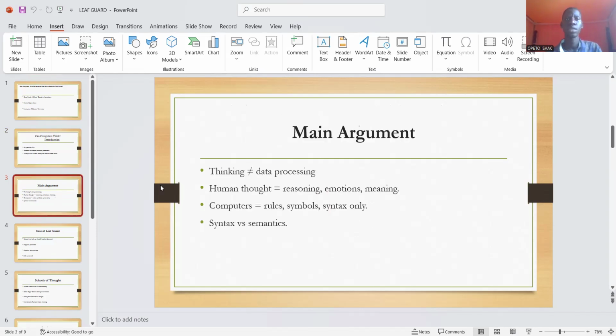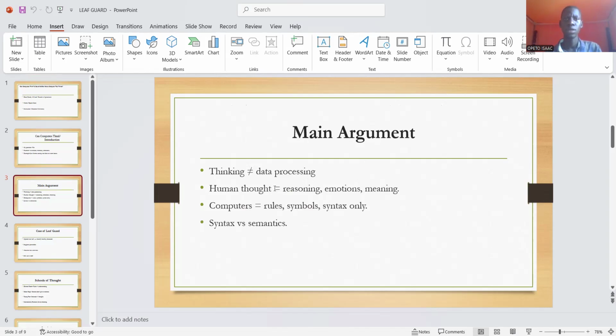Then going to the main argument. Why am I saying a computer cannot really think? We know thinking is not all about data processing. As we are aware, a computer only takes the input, the data which we feed it, and generates the output for you. For our case here, LeafGuard, the farmer will upload the leaf, the system will analyze it and classify it as a diseased or healthy plant only. And maybe perhaps can suggest the best pesticide for the affected crops.